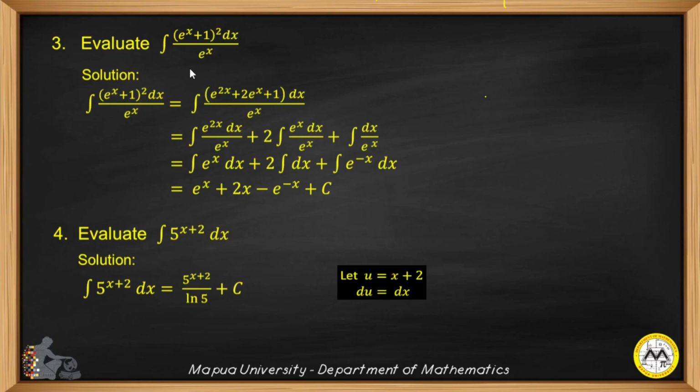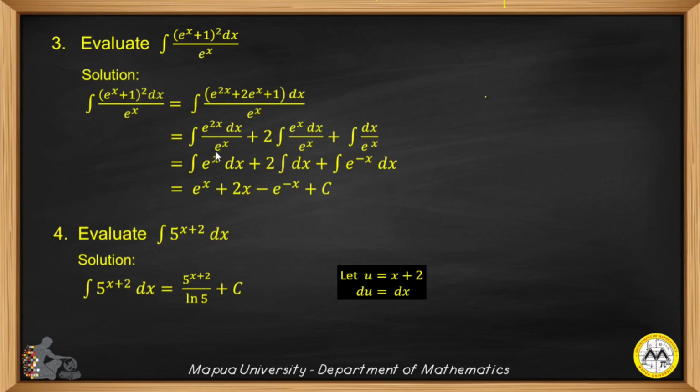So to integrate this, we need to expand (e^x + 1)^2. The expansion is e^(2x) + 2e^x + 1, divided by e^x dx. Then we divide each term of the numerator by e^x. So we have the integral of e^(2x) over e^x dx, plus 2 times the integral of e^x dx over e^x, plus the integral of dx over e^x.